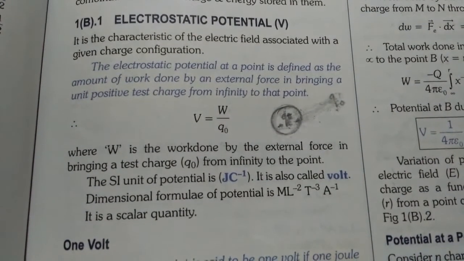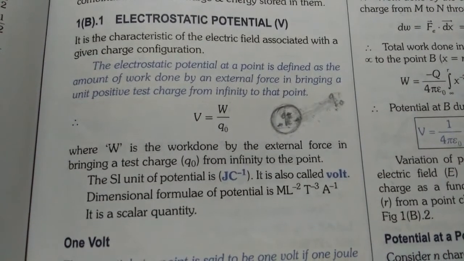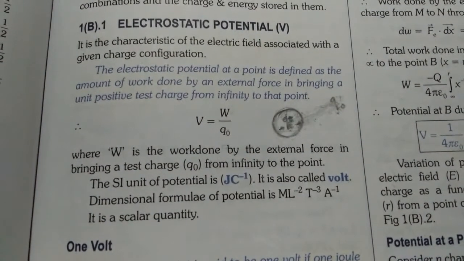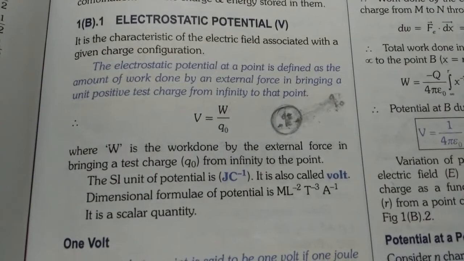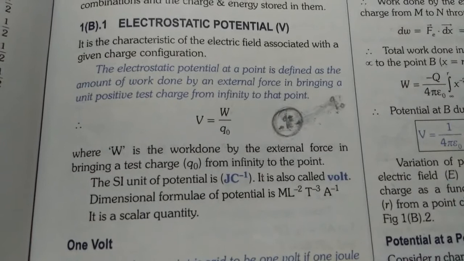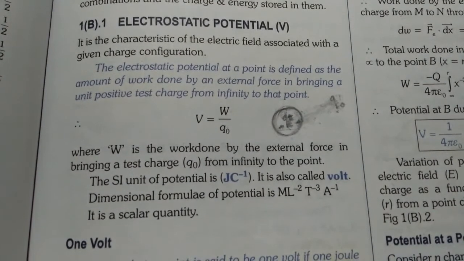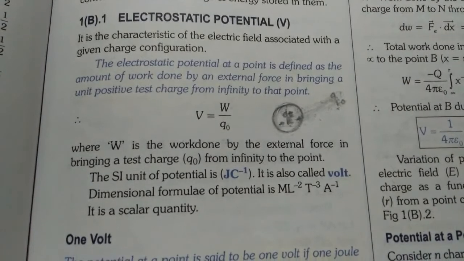First one is the amount of work done by the external force. So this electric potential is basically the external force. And second one is unit positive test charge. Whatever test charge we are taking here, the value of that test charge will be unit, that is 1.